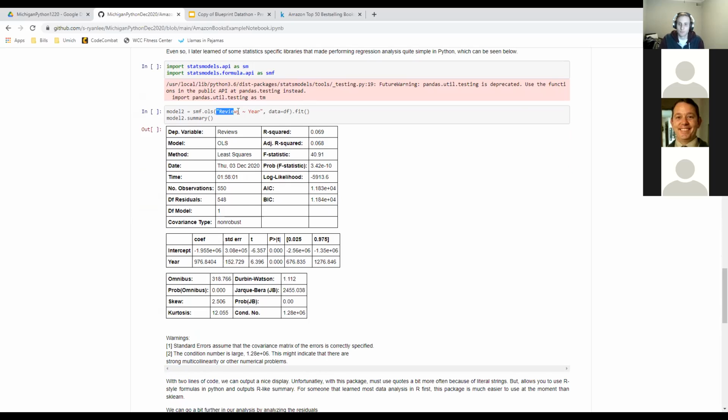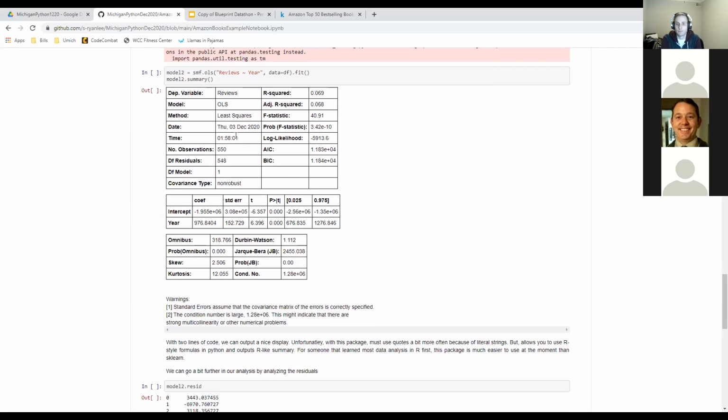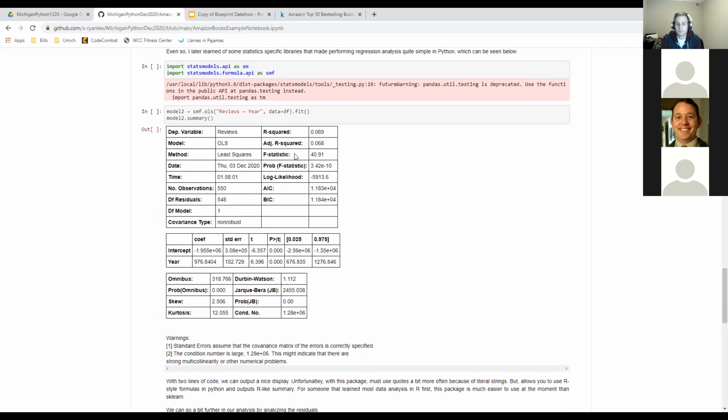It's read in as a literal string, so quotations are important to use here. And then we define which data frame we're looking at. And we use this method here to get a fit and then a summary. So with this summary, what I'm really interested in is our R squared, which explains how much of the variance in the data is explained by our model.